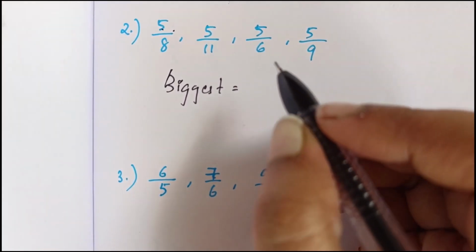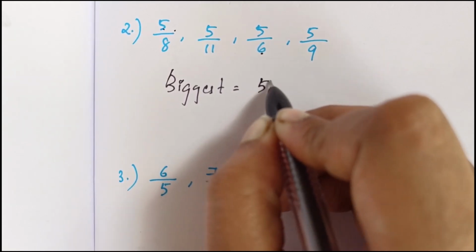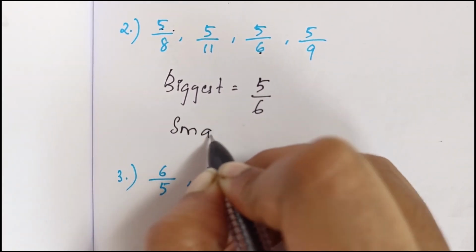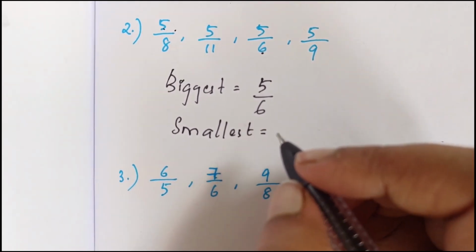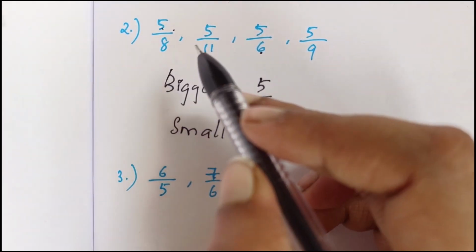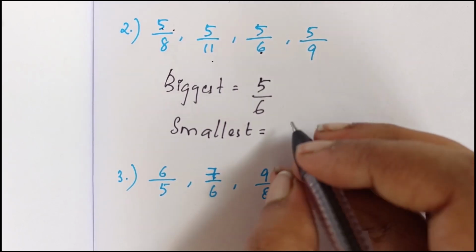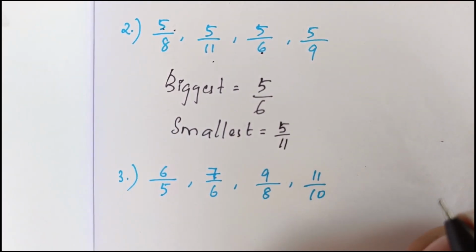Here the lowest value of denominator is 6. So the biggest fraction will be 5 by 6 and the smallest one will be the fraction with the highest value of denominator. Here the highest value of denominator is 11. So the smallest one will be 5 by 11. So this is also a very easy method. You can find the largest fraction within seconds.